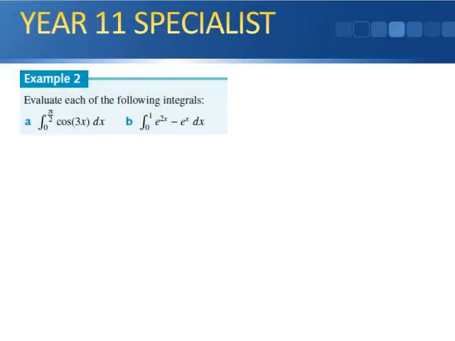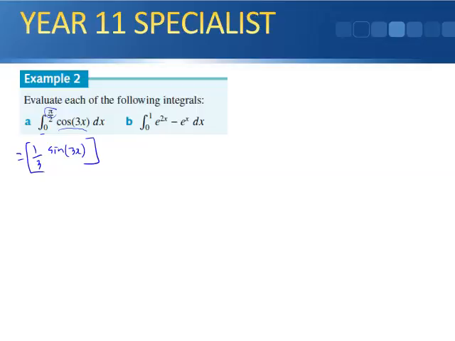Example 2. Evaluate each of the following integrals. Now this time we're going to integrate, the antiderivative, and then substitute pi on 2 and then 0. So the integral of cos 3x, integrating the 3x, we get 1 on 3. Differentiating sine, we get cos. Integrating cos, we get sine of 3x. Now I'm not going to have the plus c.